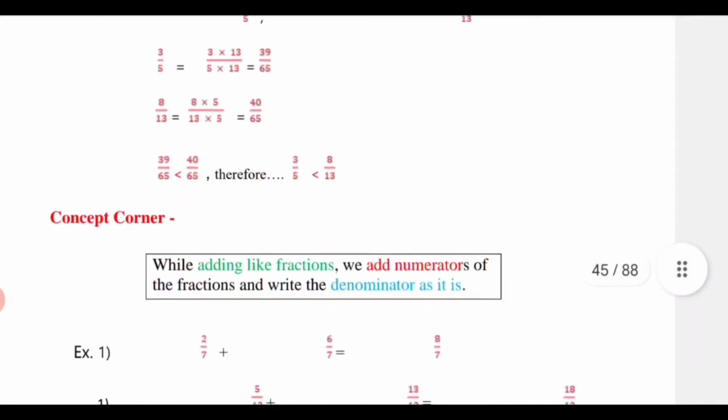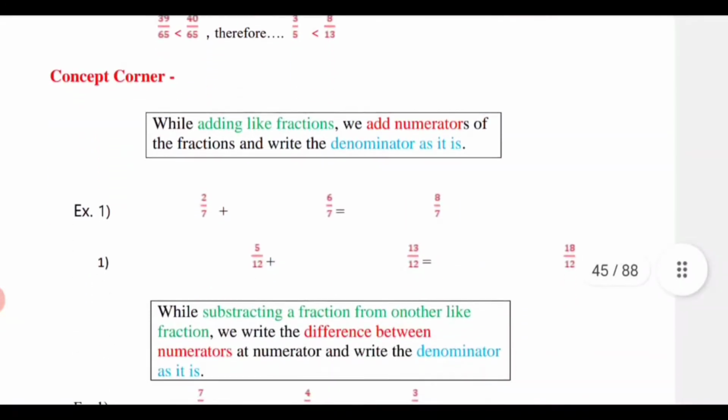Now what is the concept corner? While adding like fractions, see children, here in this activity sheet on day 24, we have to add and subtract like fractions. So while adding like fractions, we add the numerators of the fractions and write the denominator as it is. The common denominator we will write one time, and we will add the numerators. Always keep this in mind. And while subtracting fractions also, what do we have to do? We write the denominator as it is, one time, and we subtract the numerators.